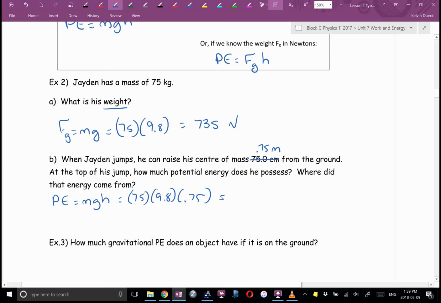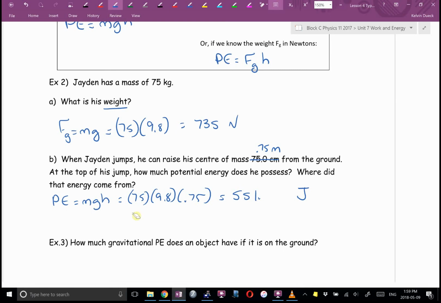How much energy does he have at the top of his jump? 500? 551.15? Is that right, folks? 0.25? 551.25? Is that right? 0.125. You know what? I'm going to go like this. 551, and then there's a little bit left over, because going to 6 sig figs is probably too accurate.